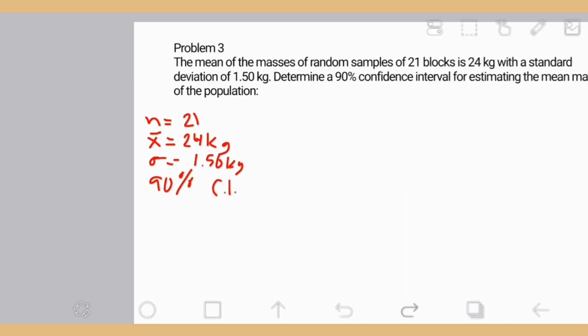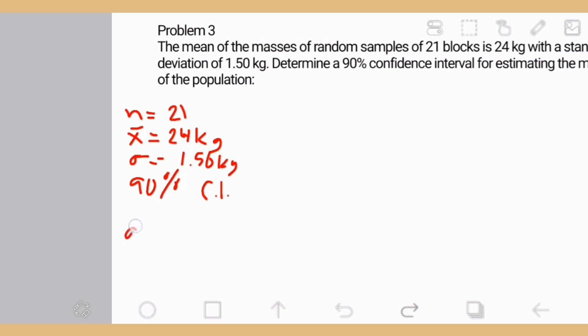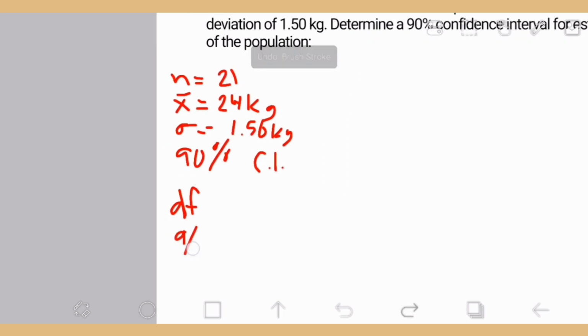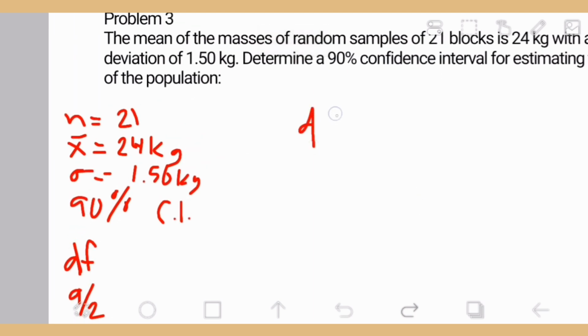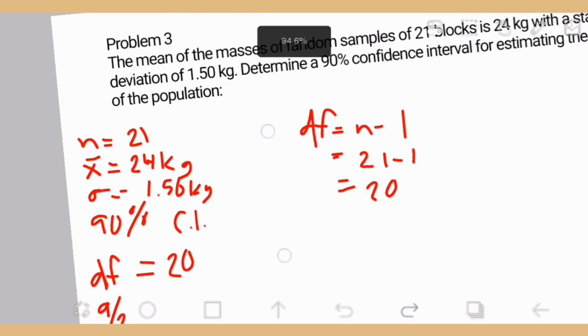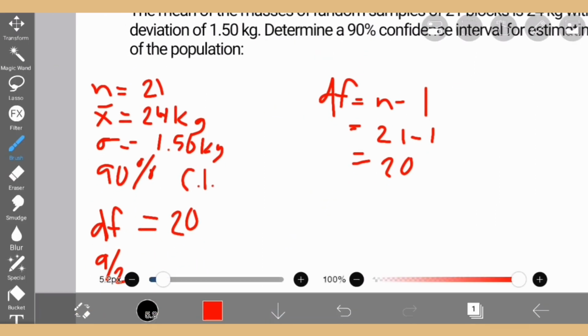So the critical value is split into 2 parts, which are df, which means degrees of freedom, and alpha over 2. To get the df, it's pretty simple actually. Just df is equal to the sample size subtracted by 1. So that would be 21 minus 1, which is 20. So that will become 20 here, and then we're going to head on over to alpha over 2.